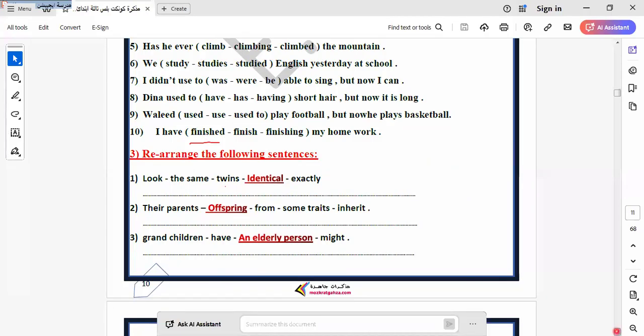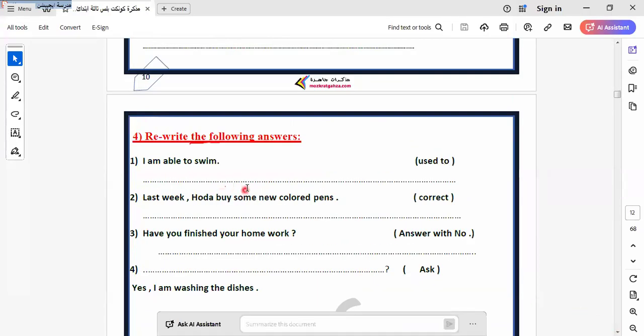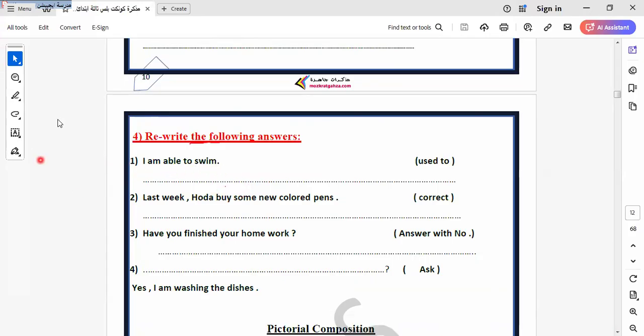Let's go to another one here. Here we have to correct the verb. Am able to swim. So it will be are used to swim. Here it will be I used to swim. I replace it: I used to swim. The answer here will be I used to swim.